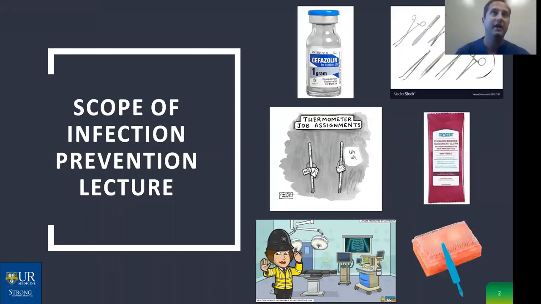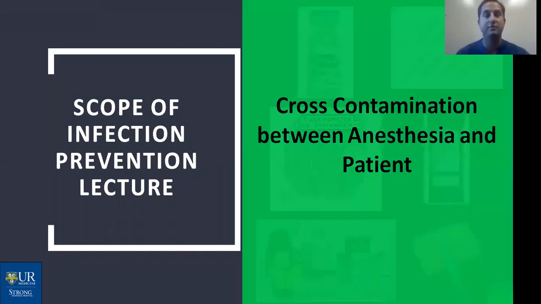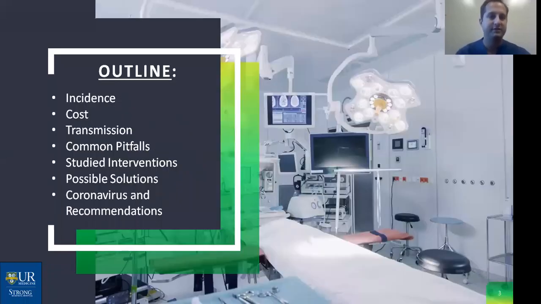So when looking at these different elements, I decided to focus on cross-contamination between anesthesia and the patient. This is something that we exclusively have control of, and I think can make a big impact along with the other elements. So a brief outline: we'll look at the incidence, the cost, transmission, pitfalls that we commonly have, interventions that we've studied, and possible solutions. And then I'm going to come back to coronavirus and recommendations as a recent update.